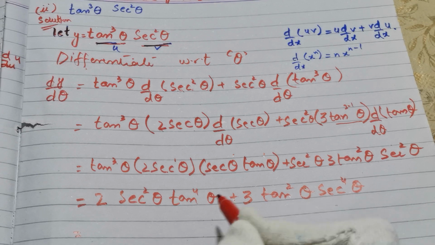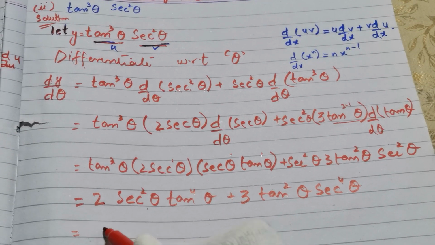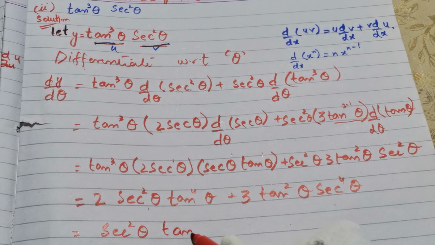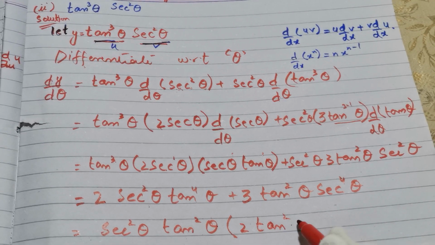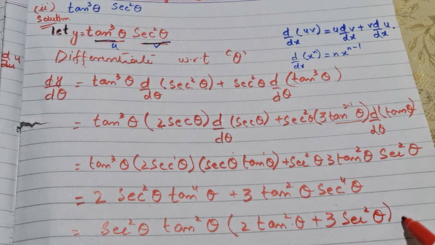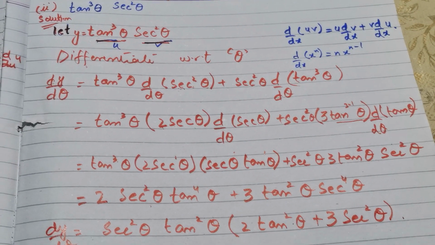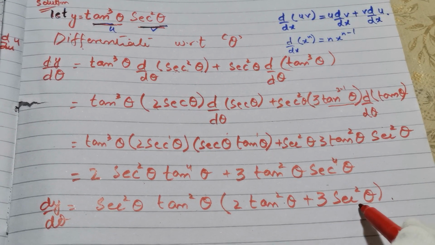Now what is common? Secant square theta and tan square theta. What is left? 2 tan square is left, plus 3 secant square is left. So dy by d theta is equal to secant square theta tan square theta into 2 tan square theta plus 3 secant square theta, which is the required solution.